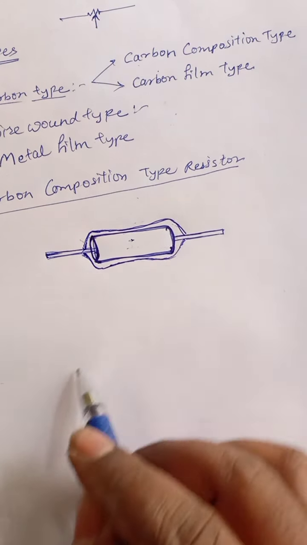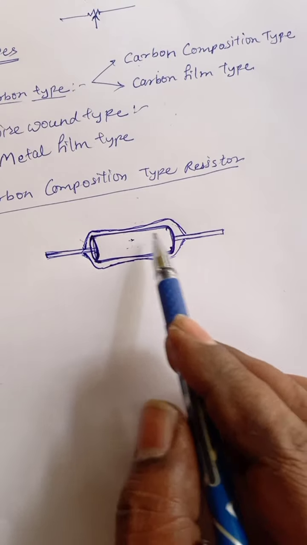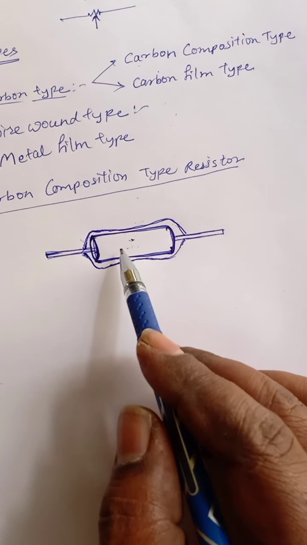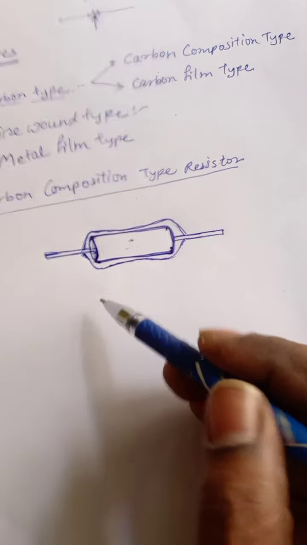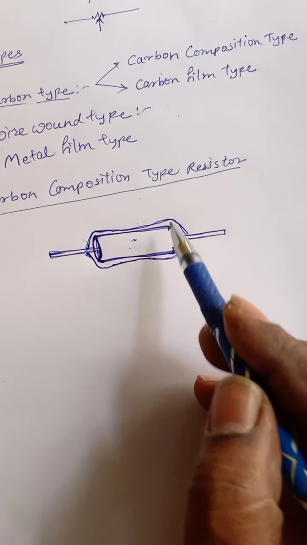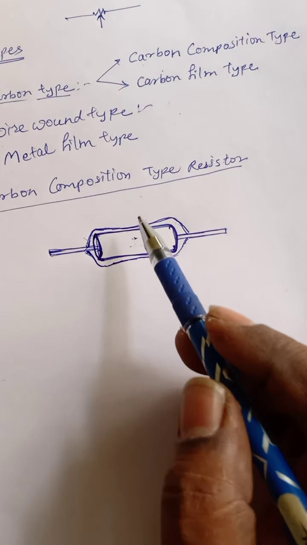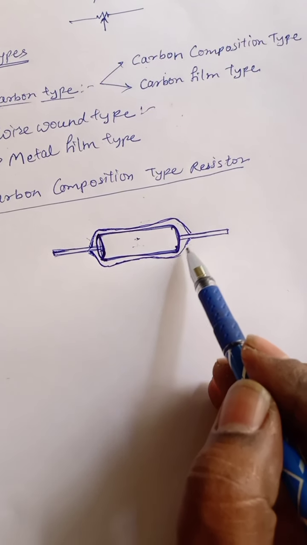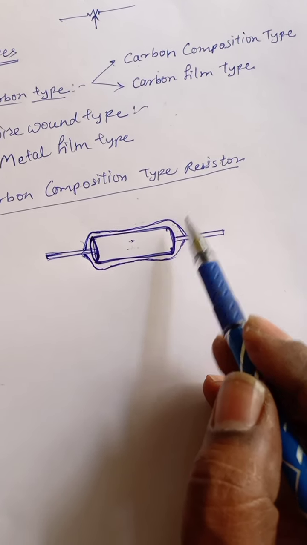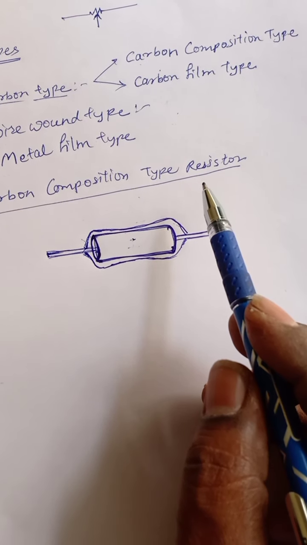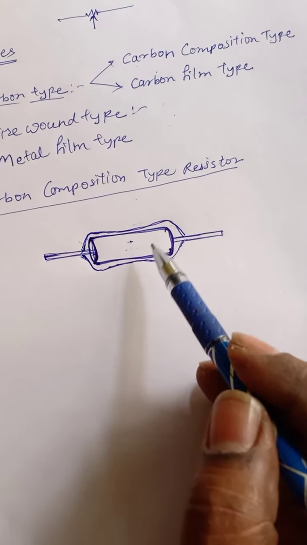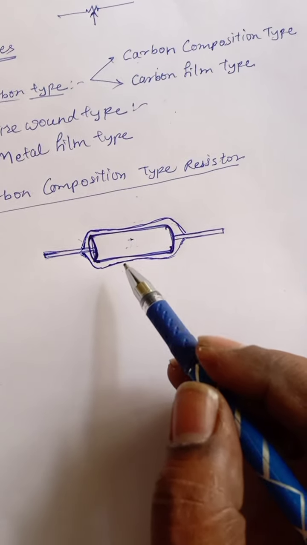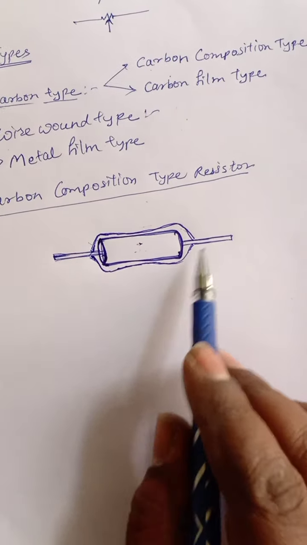Otherwise what happens, if we keep this molded structure open, then dust or some environmental changes can affect the resistance value. So the structure is encapsulated in an insulating material, that is, non-conducting material. Okay, so it is used to protect the resistor. Now this forms a carbon composition resistor.